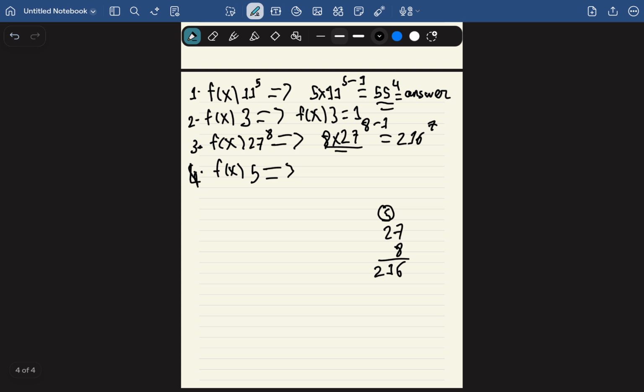Next, f of x of phi. You already know this is 0, not 0, 1, just 1.